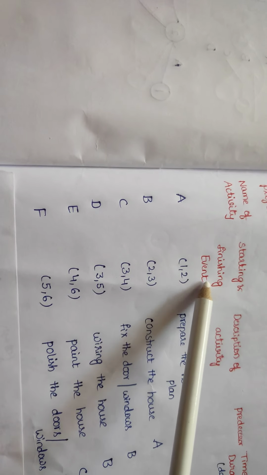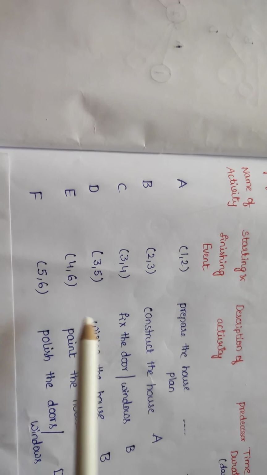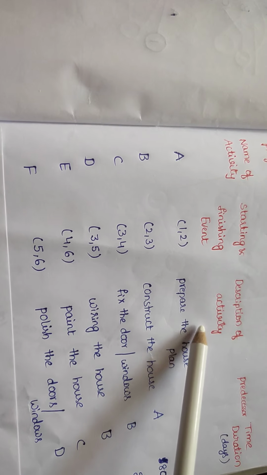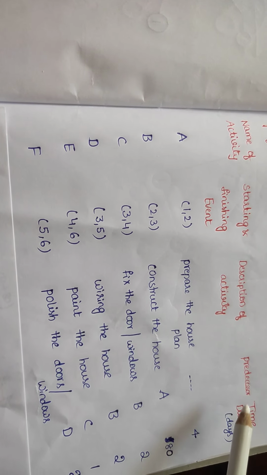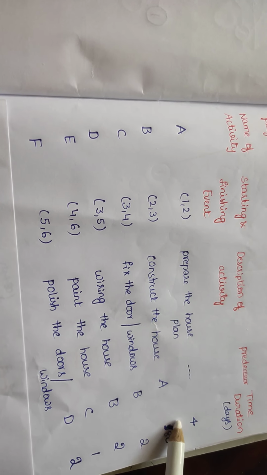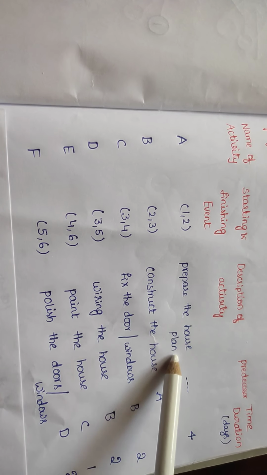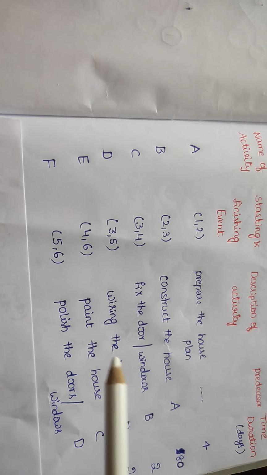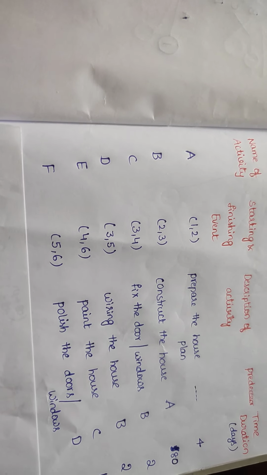Here the starting and finishing events are 1, 2, 3, 4, 5, 6. The descriptions of the activities are preparing the house, constructing the house, likewise. Predecessors and the time duration mean the amount of time taken for this activity. So let us start the construction of the problem.